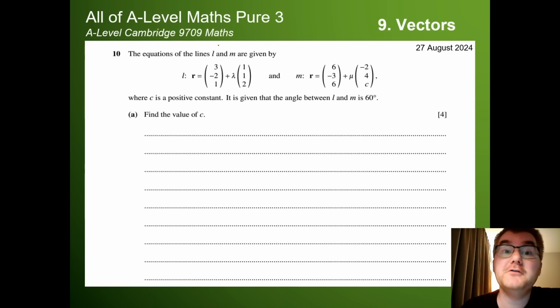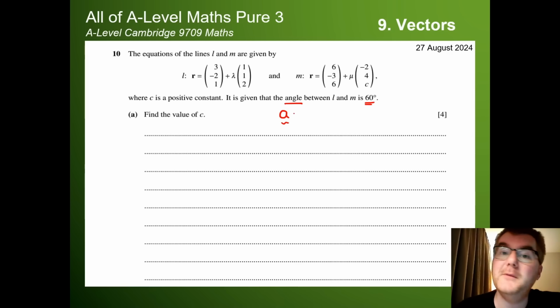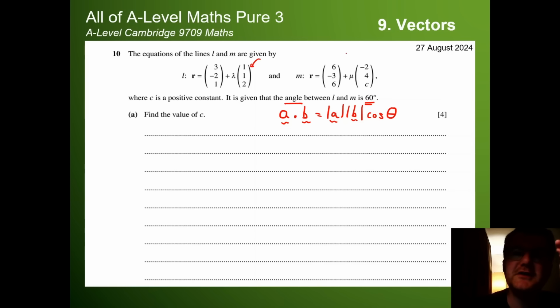So we've got two vector equation lines here. So we've got the position vector and direction vector for L and M, and c is a positive constant, and we're given the angle between them is 60 degrees. As soon as I see the angle between two vectors, the first formula that comes to mind is the scalar product formula. So a dot b is equal to the magnitude of a times the magnitude of b times the cosine of the angle in between them. So whenever we look at the angle between two vectors, we only really care about the direction vector.